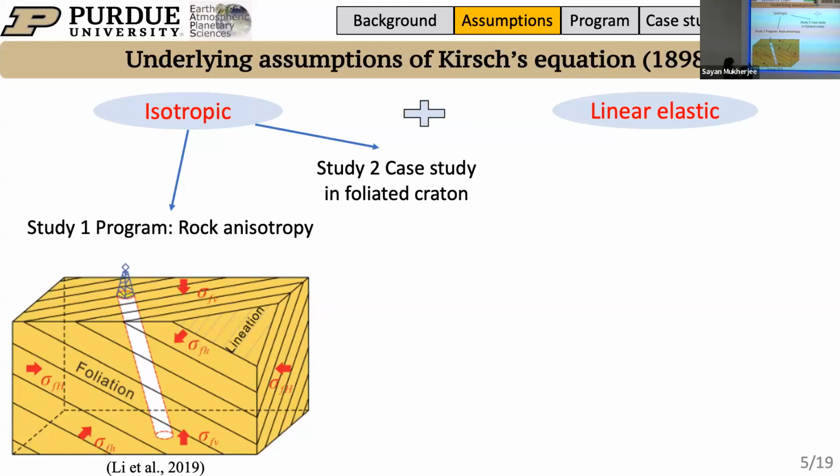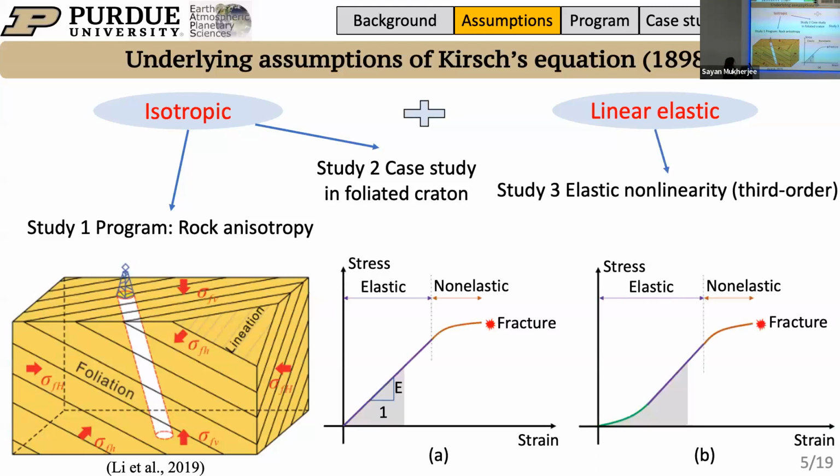And next, for the linear elastic, we know that it's kind of Hooke's law. It's a simplified Hooke's law. We think that the stress and strain have a linear relationship, but actually it's also not. In the lab, we see that it's not true. So in these studies, we want to know how to characterize the elastic nonlinearity.